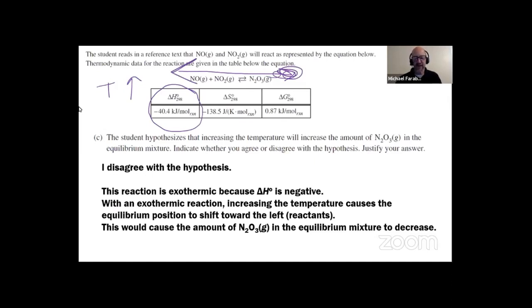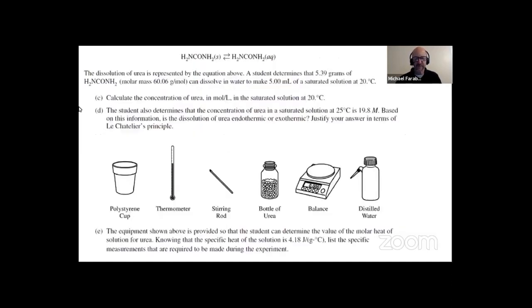All right, so some more practice problems. Here we have the dissolution of a chemical. This is called urea, and it's featured right up here. And it says, calculate the concentration of the urea.